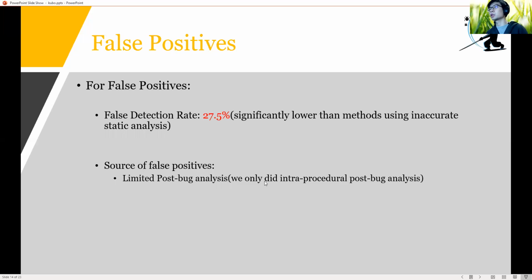In terms of false positives, we manually validate the bugs produced by KUBO. In the latest Linux kernel experiment, we found that our false positive rate is much lower than previous works that use inaccurate static analysis. The source of the false positives mainly comes from our incomplete post-bug checking. In post-bug analysis, we only did an inter-procedural check, and it turns out that some bugs are vetted in another function after the UB is triggered. But fortunately, these cases are not too many.